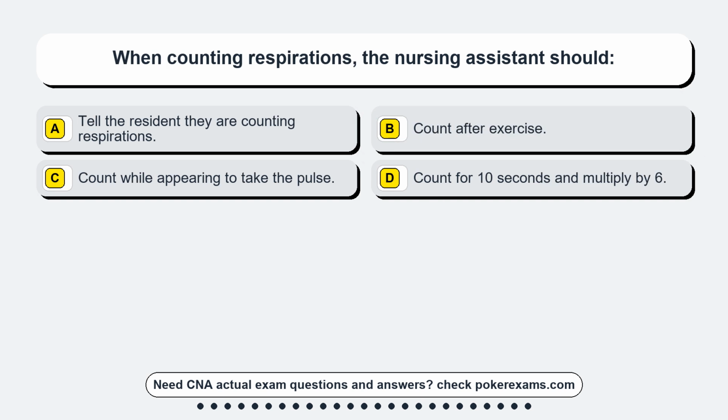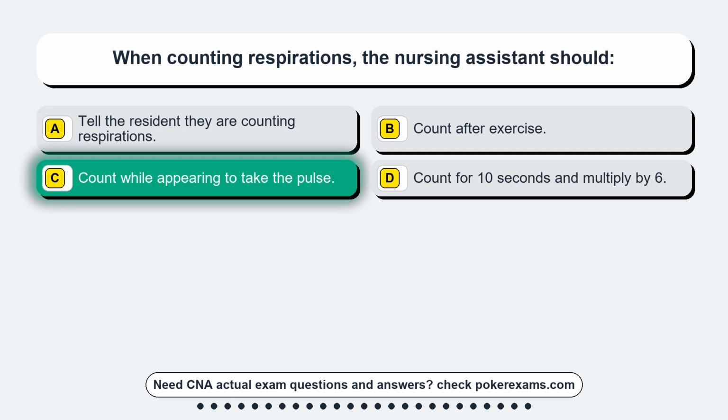Question 24. When counting respirations, the nursing assistant should: Option A. Tell the resident they are counting respirations. Option B. Count after exercise. Option C. Count while appearing to take the pulse. Option D. Count for 10 seconds and multiply by 6. The correct answer is option C. Count while appearing to take the pulse.